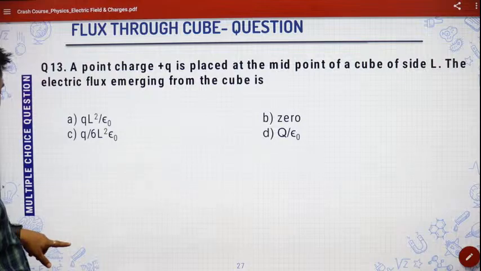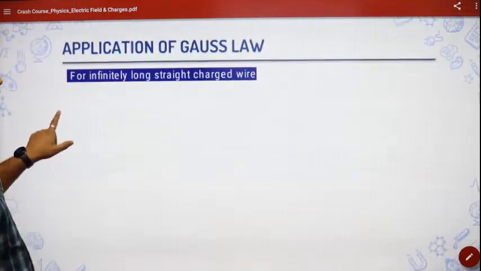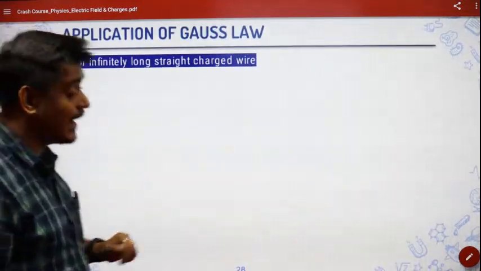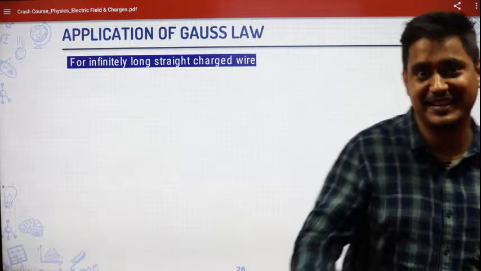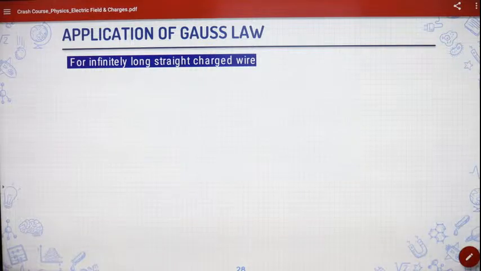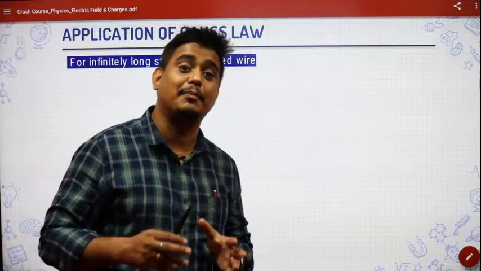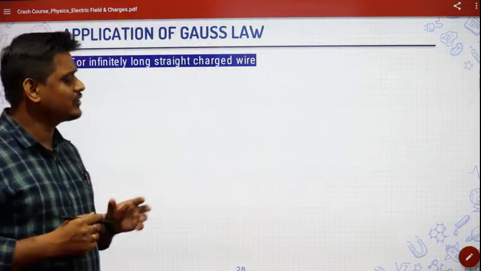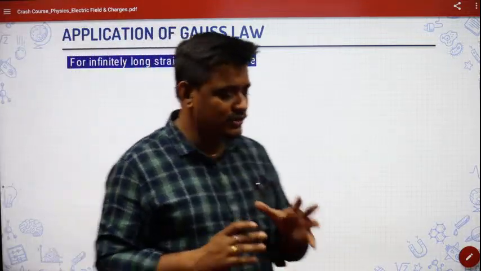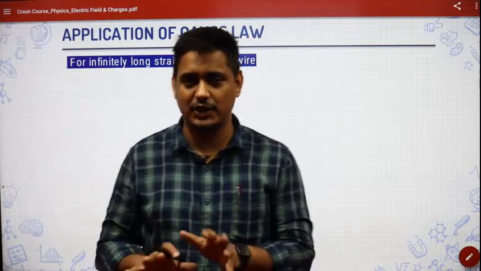Simple question. Next question. Yeah, next we are going to learn about the last topic of this chapter. Finally, we came to the end of this chapter. That is the application of Gauss law. So we are going to see what are the different applications of Gauss law. So Gauss law is used for basically 3 applications in your 12th standard.